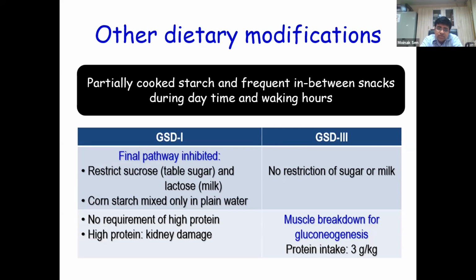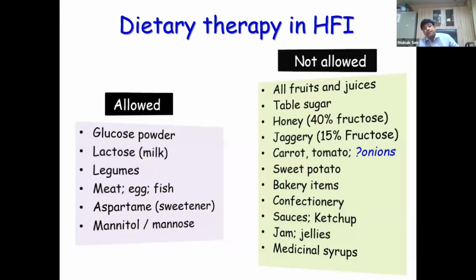GSD1 and GSD3, in GSD1, you cannot give even sucrose, but in GSD3, you can give sugar and milk. There is no restriction. But the problem in GSD3 is that there is muscle breakdown, and hence there will be a protein intake of 3 grams per kg is almost required.